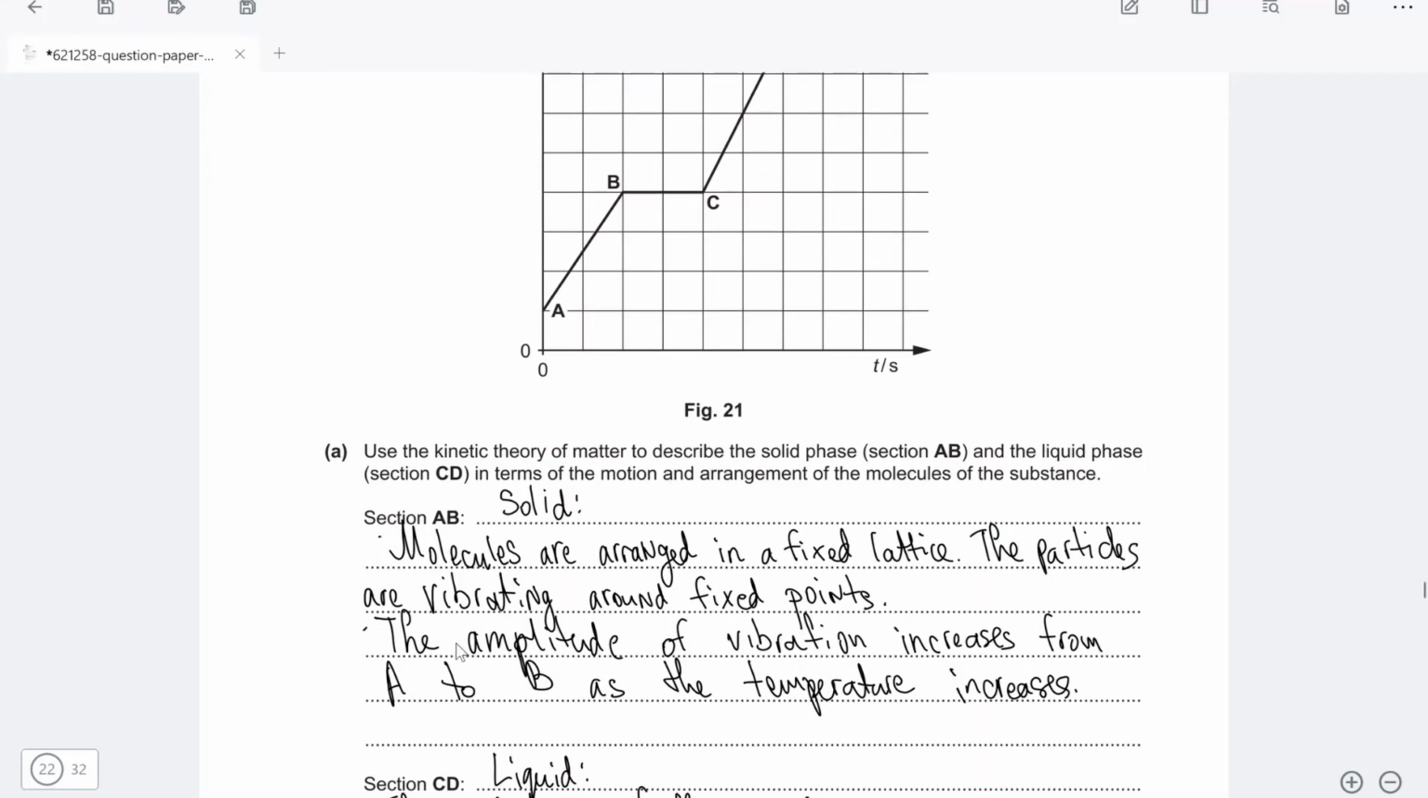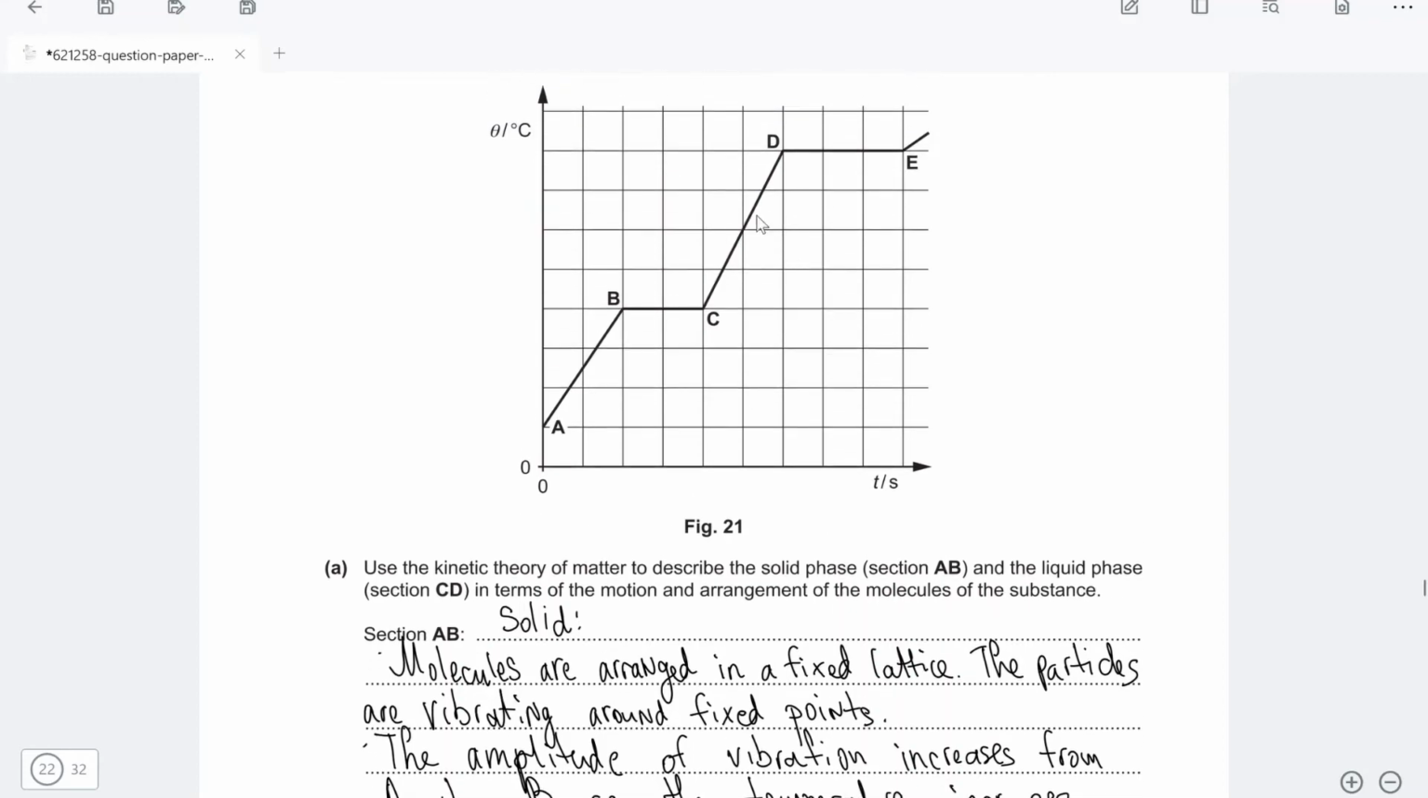The molecules in a solid are arranged in a fixed lattice, and the particles are vibrating around those fixed points. They're actually performing simple harmonic motion. The amplitude of vibration increases from A to B as the temperature increases.